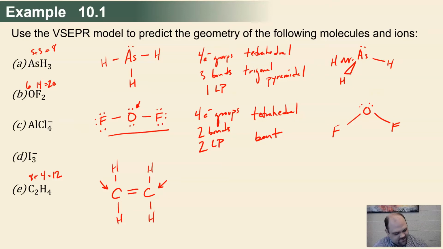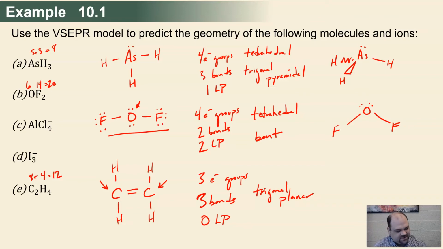And so for carbon here, we have 3 electron groups. Remember, a double bond or a triple bond counts as just 1 electron group. Each carbon has 3 bonds and no lone pairs. So that's trigonal planar, and it turns out that because there's no lone pairs, the molecular geometry and the electronic geometry are the same, so they are both trigonal planar.